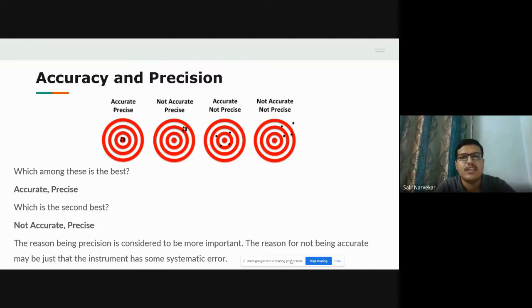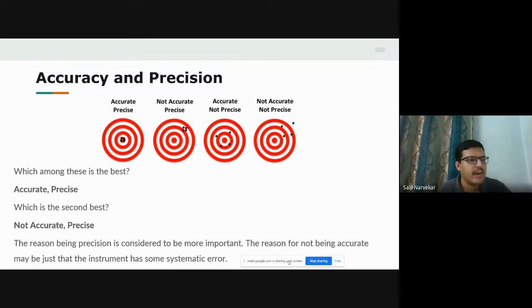The reason is that it's not accurate, but because it's precise, there must be some systematic error in the measuring instrument, or maybe a systematic error in the process. Once you take care of that, you will get accurate and precise. So that's why not accurate and precise is considered the second best thing. I just wanted to highlight something interesting.